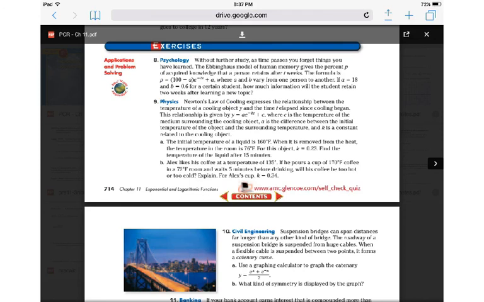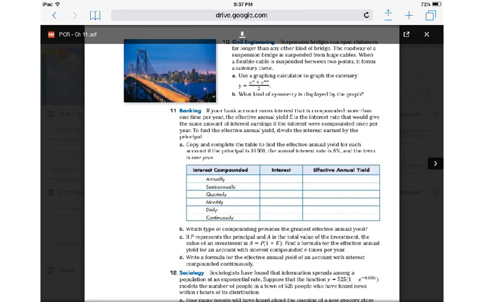Your homework is 8 through 11. So here are some of the problems. Pause this if you need to, so that you don't have to go to your drive if you don't want to. And then in 5 seconds I will switch to the second page. Here's the second page. You stop at problem number 11.